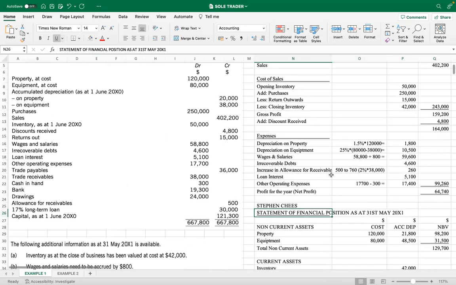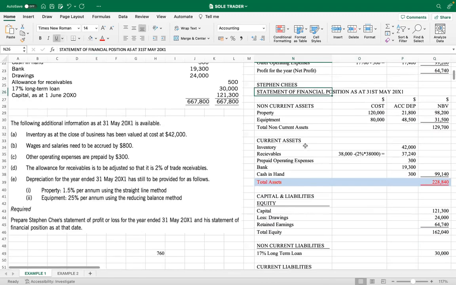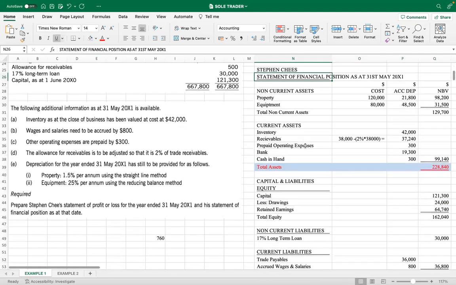So we have therefore looked at how we prepare the income statement, or the statement of profit or loss, and also how we prepare the statement of financial position. That brings us to the end of preparation of sole trader accounts. Maybe in another session, we can look at example 2, so that we have at least 2 examples on how we can prepare sole trader accounts.